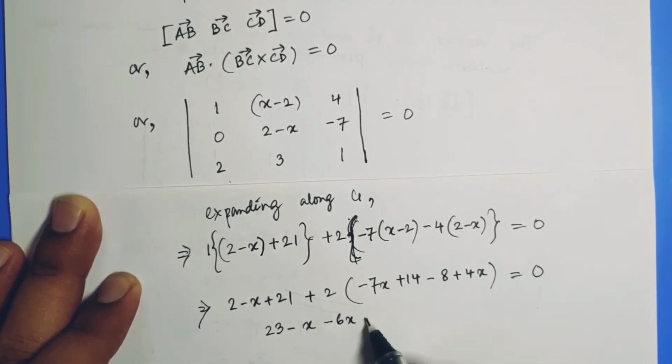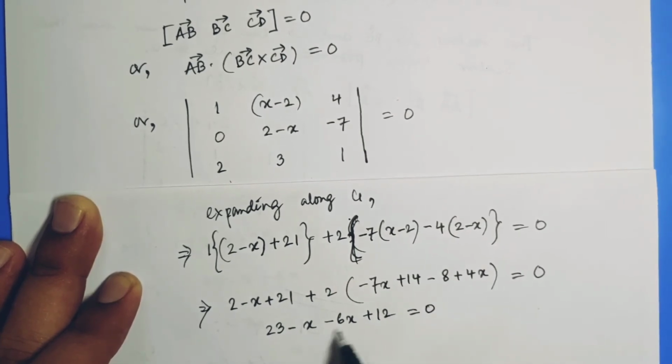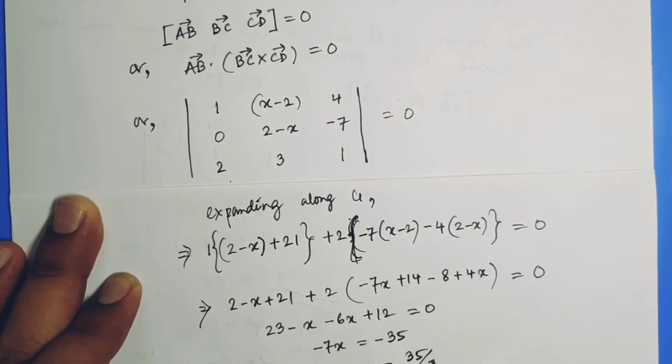6 plus 12 equal to 0. So minus 6x minus 7x, and 23 plus 12 is your 35. And it goes to that side, becomes minus 35. Therefore x is equal to 35 by 7, and that is equal to 5. That's your answer.